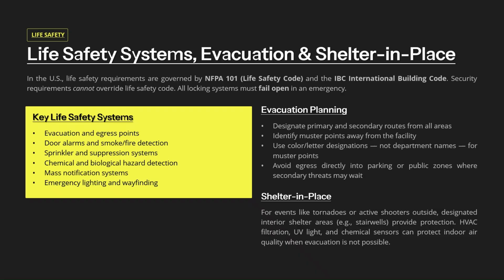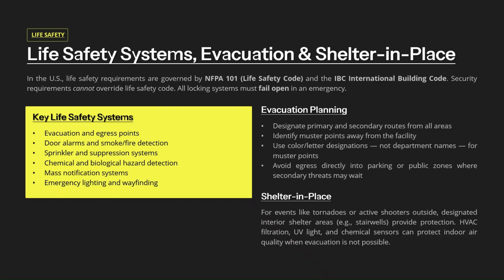Life safety systems are designed to protect people during emergencies, making them one of the most critical aspects of security design. These systems include fire detection and suppression, alarm systems, emergency lighting, and clear exit pathways. They must comply with recognized standards such as life safety and building codes. Evacuation planning ensures that occupants can exit the facility quickly and safely. This requires clearly marked exits, unobstructed routes, and regular drills to ensure preparedness.